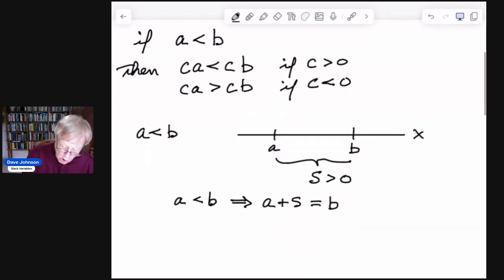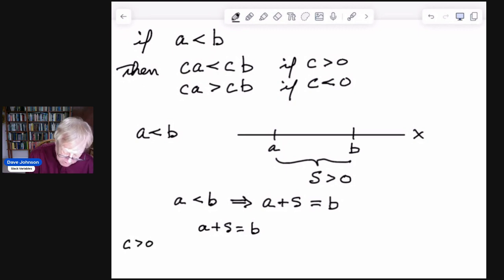Okay. Well, it's so much easier to work with equations than it is to work with inequalities. We know a lot of facts about equations. We've worked with equations all of our mathematical lives, whereas inequalities can be a little weird. Okay, and you have these different rules. And so, well, let's take our equation, a plus s equals b. And now let's multiply both sides by c. And let's say c is greater than zero.